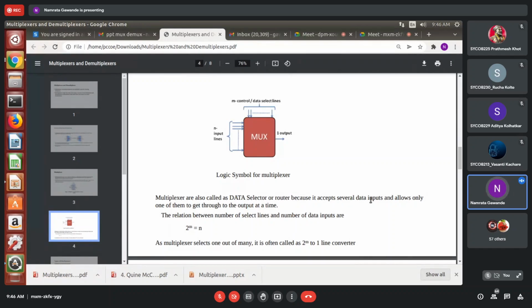It accepts several data inputs and allows one of them to get through to the output at a time. So how will the data selector select one of the inputs and pass it on as the output? For that, you should first know the relation between the number of select lines and the number of input lines. The relation between the number of select lines and the number of data inputs is 2 raised to power m equal to n, where m stands for the number of select lines and n means the number of input lines.